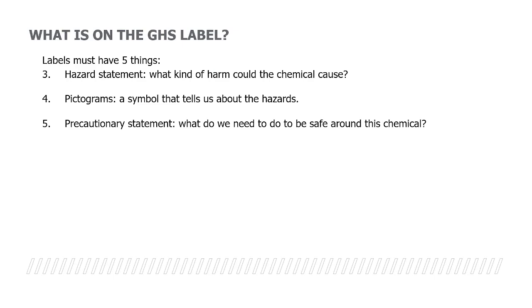Number 5 up there is the precautionary statement. What do you need to do to be safe when you work around this particular chemical? In other words, how are you going to protect yourself? What do you have to have? What kind of setup do you have to have? What kind of personal protective equipment do you need to be wearing? Do you use this particular product in a fume hood? That's going to be in section number 5.